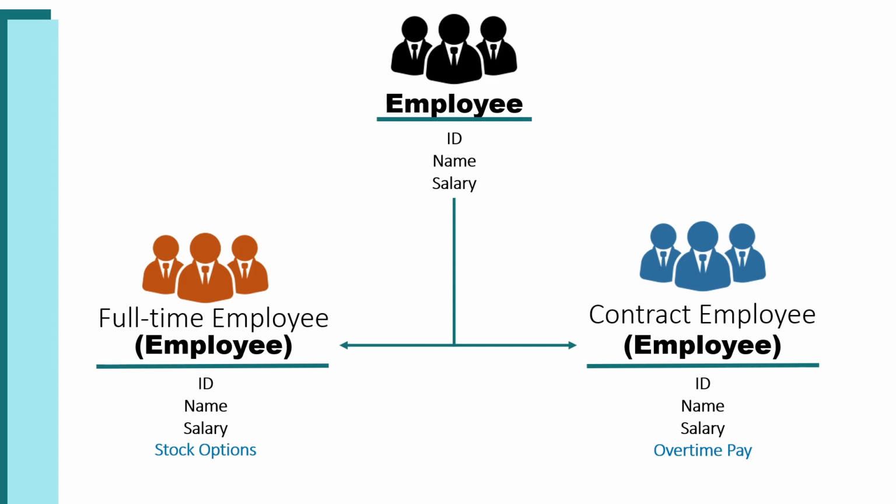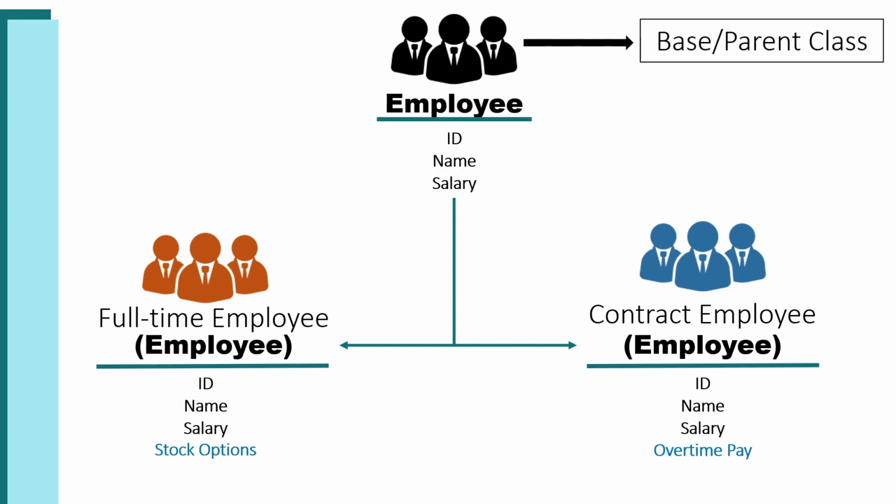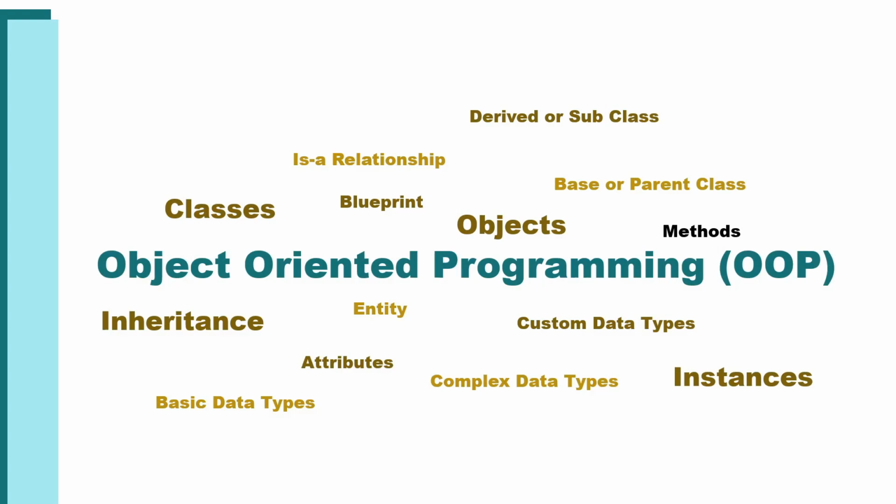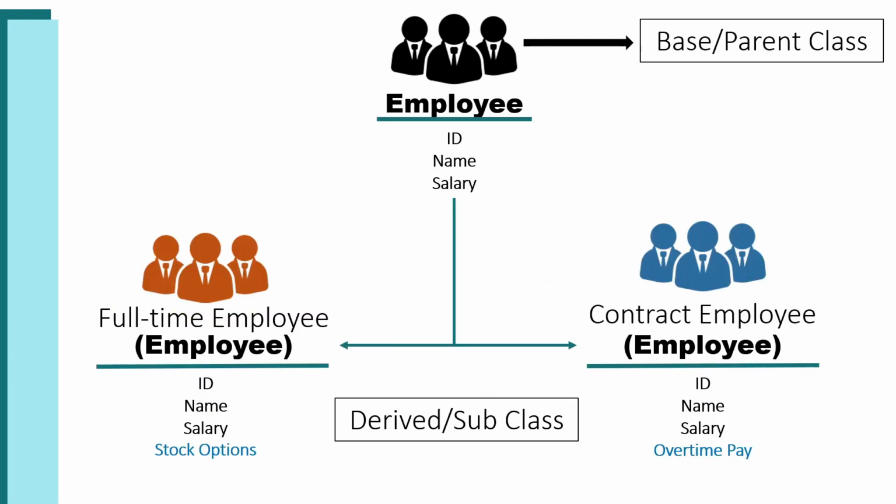In this way, we created three classes. The employee class is called the base or the parent class. Then the full-time and contract employee classes are called the derived or subclasses. Inheritance is extremely powerful and a great way to write reusable and maintainable code.